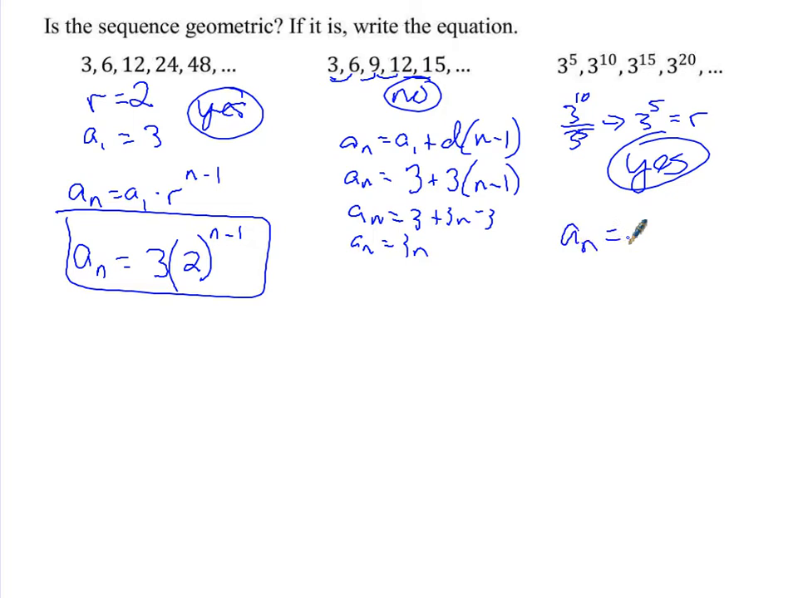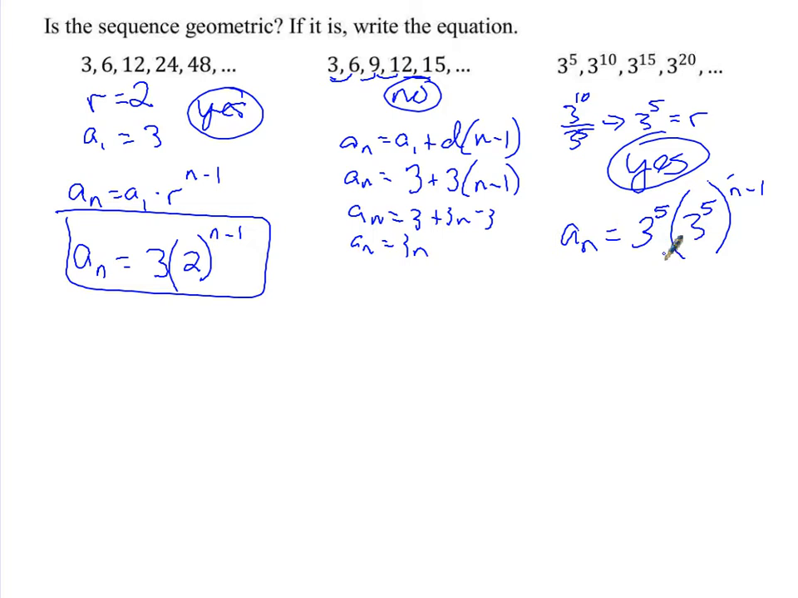a sub n equals a1, which is 3 to the 5th, times the common ratio, which is 3 to the 5th, to the n minus 1. So, is that our answer? Yes? This is going to be n minus 1 no matter what we do. I do want you to simplify those exponents.